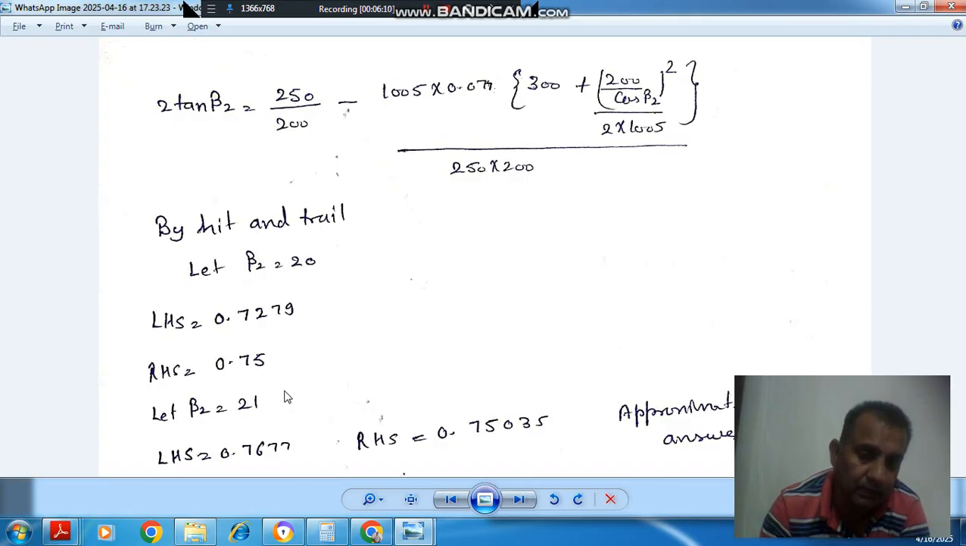For further accuracy we can use decimal points also. The approximate answer by this method is 21, which is in the key also. So by using 21 we get this term as 0.7677 and this term as 0.75035. So we can write the answer as 21.